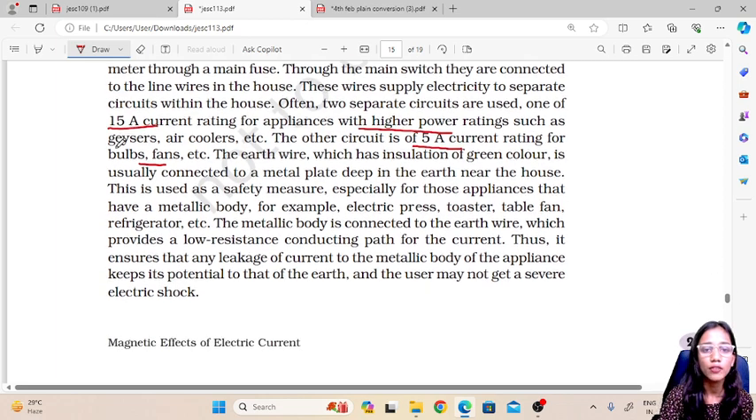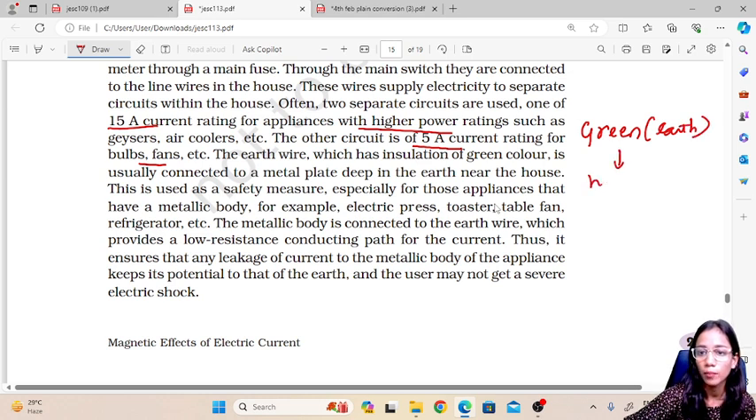A safety wire, that is an earth wire which has an insulation of green color, is usually connected to a metal plate deep in the earth near the house. The green wire is the earth wire, which is connected to a metal plate inside the ground.